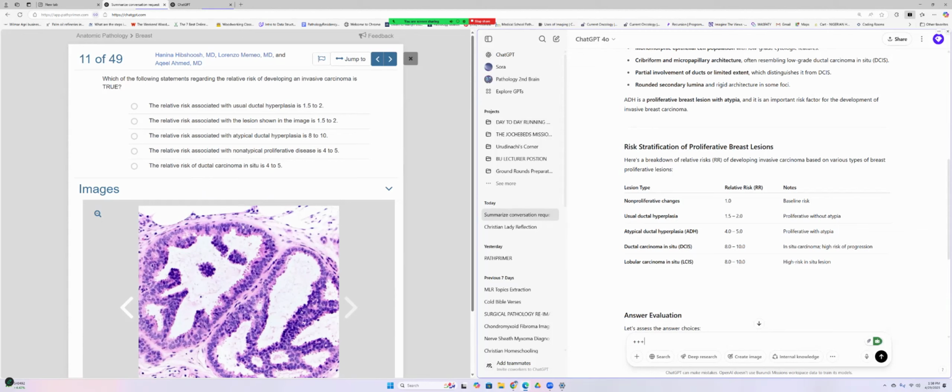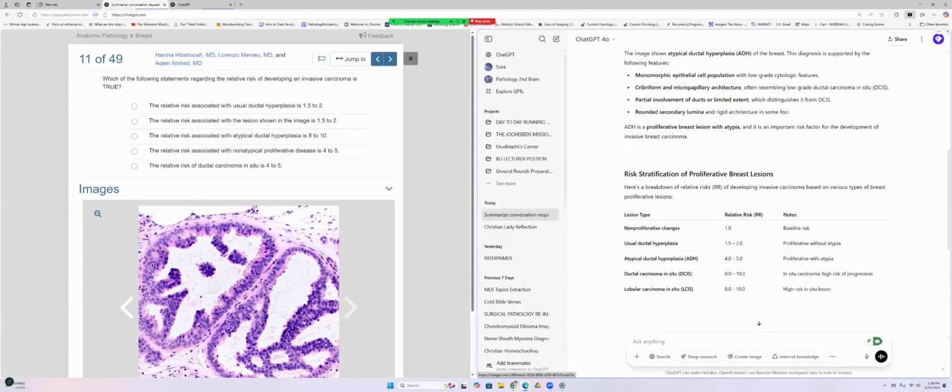DCIS is 8 to 10, LCIS is 8 to 10. So the answer is A. Okay, so the answer is D. The question is the relative risk of invasive carcinoma, the relative risk associated with non-atypical. Oh wait, this is hyperplasia, not carcinoma. It's ADH, yes, it's D. But the relative risk associated with non-atypical proliferative disease.